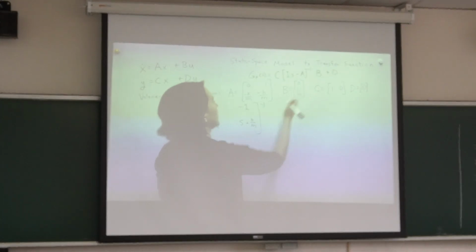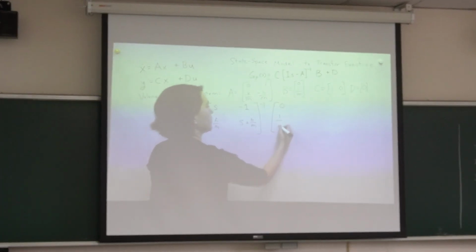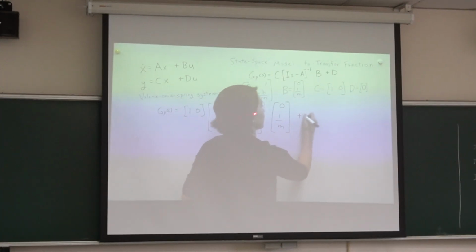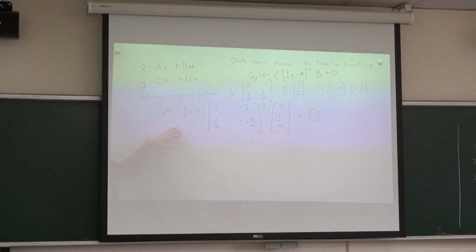And then B, so you can copy B. B will be 0, 1 over M here. And then plus this D. Our D is 0. So that is our expression written out. Now, the inverse is probably the least fun part of this.